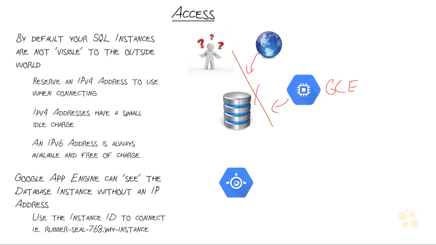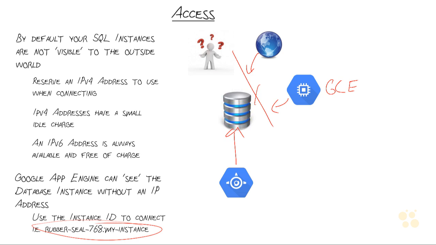Importantly, Google App Engine can see your database without that IP address. Google App Engine actually connects directly to your Google Cloud SQL instances using the instance ID. So something like my example here, rubberseal768:my-instance. You have to use that full ID that includes both the project ID:database ID, and that's because your database IDs are not globally unique, they're only unique within the project. So that's how you get a unique ID for the whole SQL instance.